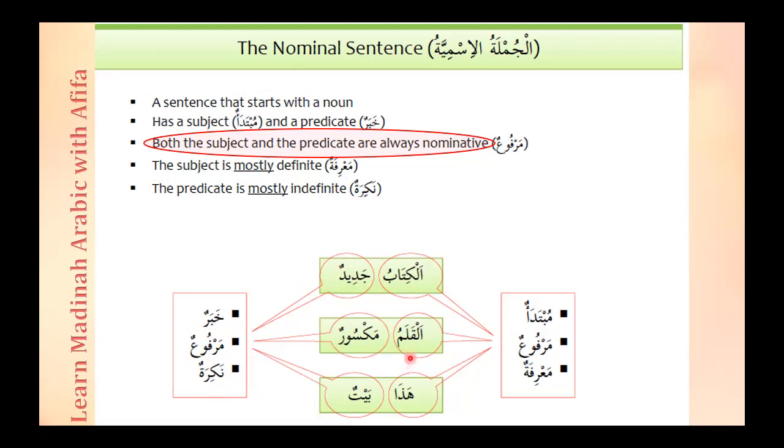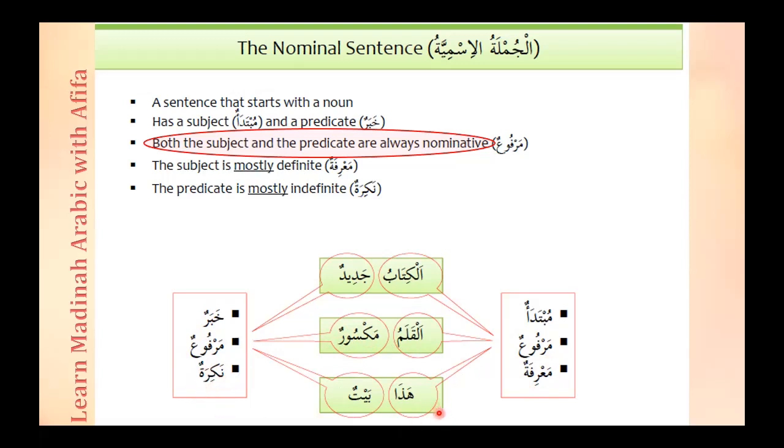Let's look at the second example. If I tell you maksurun means broken, how do you translate this? Try it. Okay, the pen is broken. So al-kalamu is mubtada'un, marfu'un, and ma'arifatun, which is definite. And what is maksurun? It is khabarun, marfu'un, and nakiratun, indefinite.